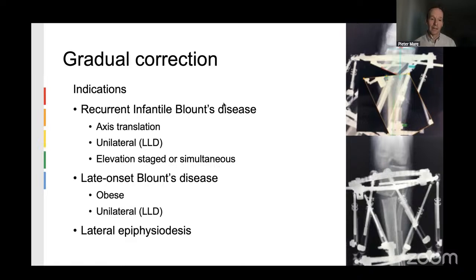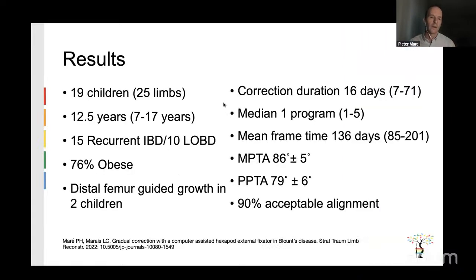And in late onset Blount's disease, there's nothing as disappointing as correcting the deformity 18 months before growth stops, and then there's a late growth spurt and the patient just returns with 10 to 15 degrees of recurrent varus, and everybody's extremely unhappy after a 6-month investment in the frame at large cost and pain and suffering. So we really want to avoid that, rather do the lateral epiphysiodesis. So what are our results? We found in 25 limbs in 19 children with an age ranging from 7 to 17, which reflects our two patient populations.